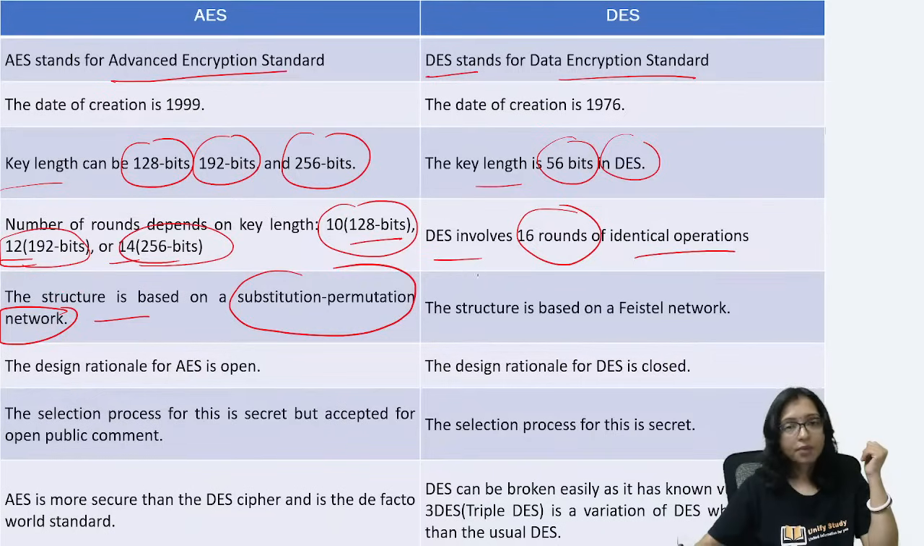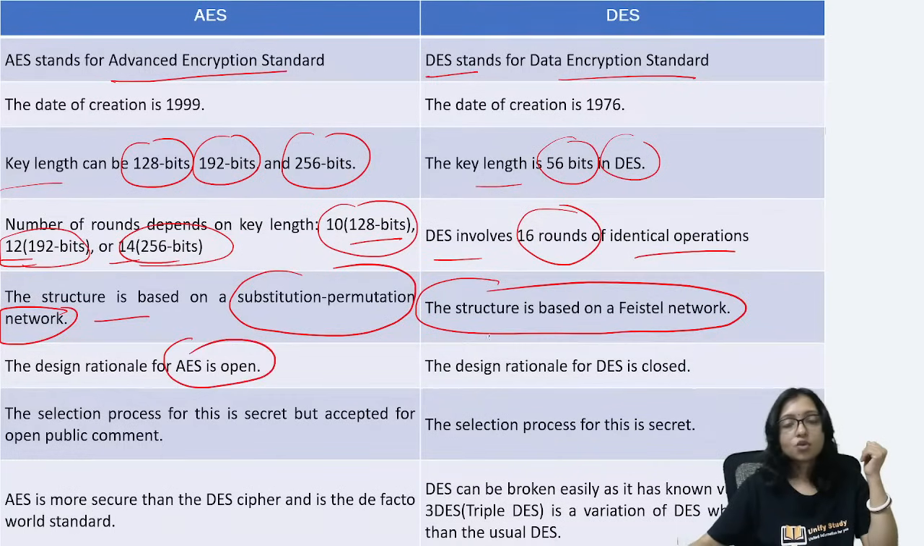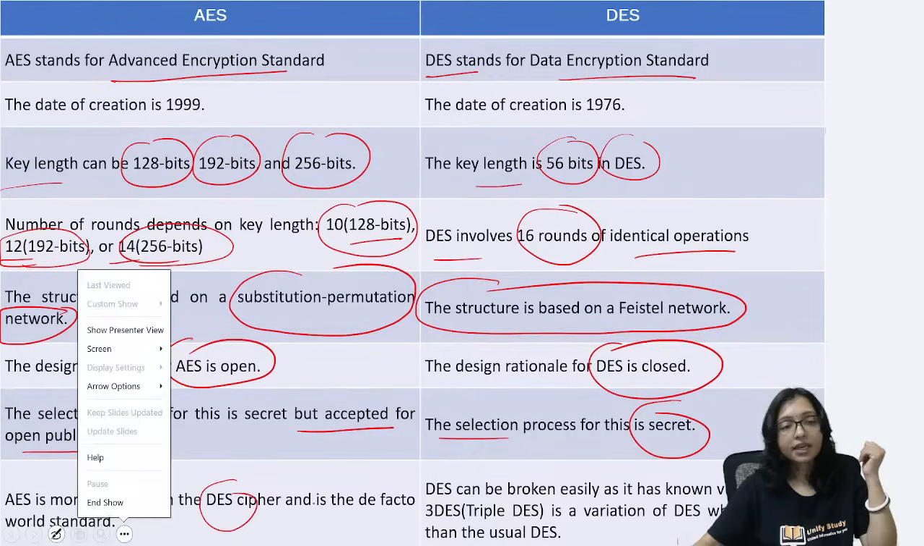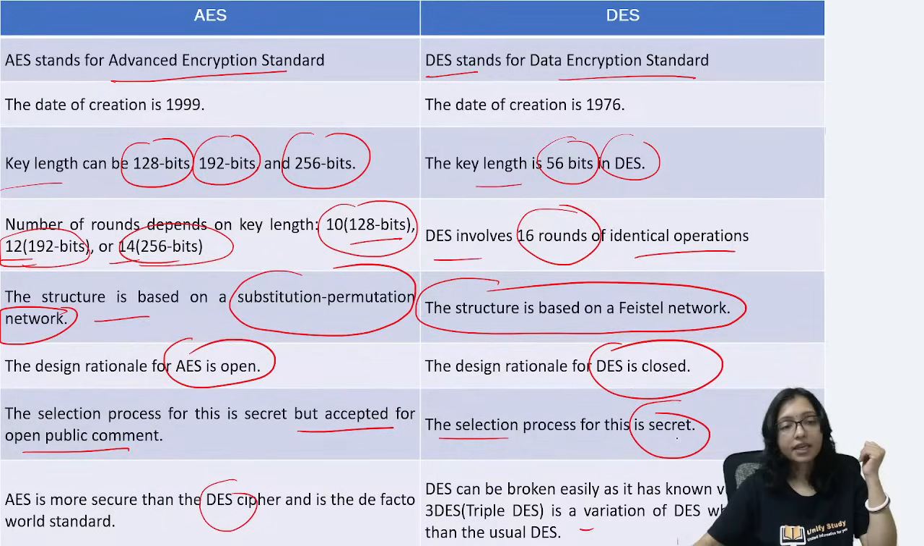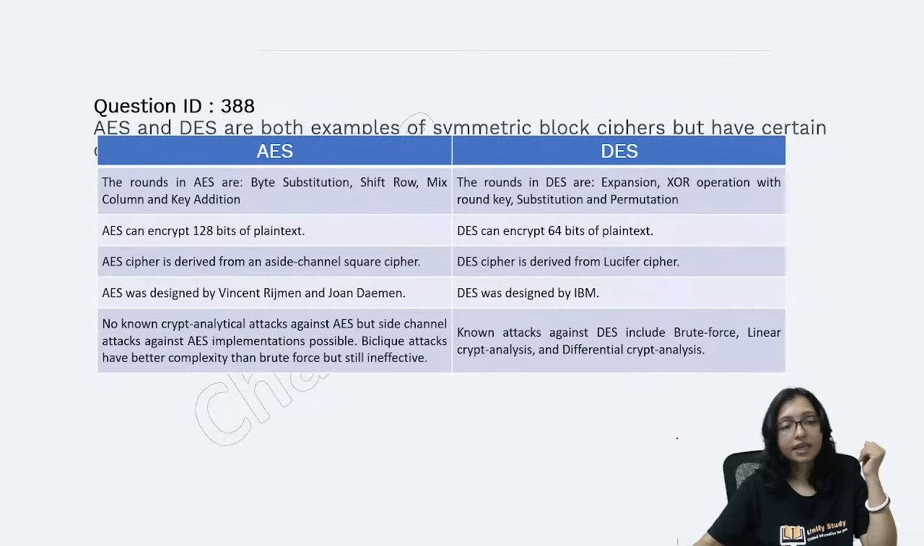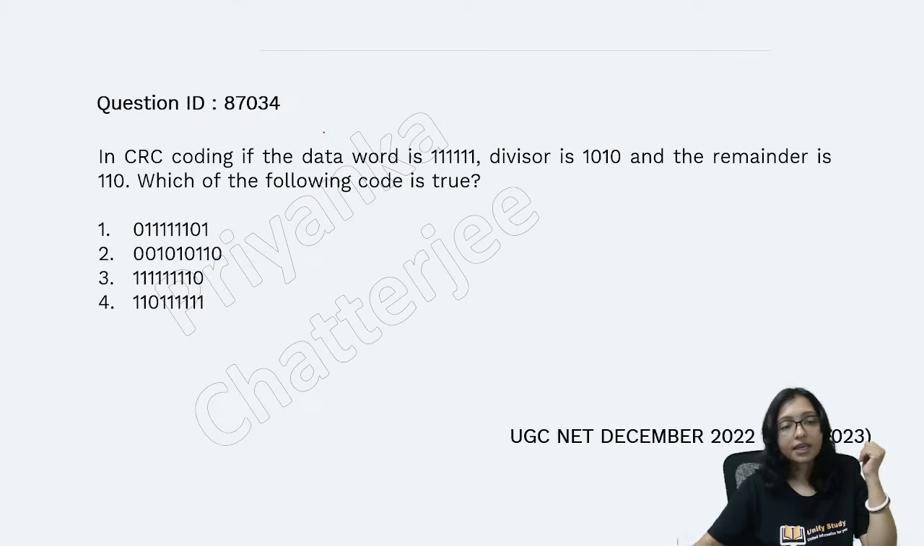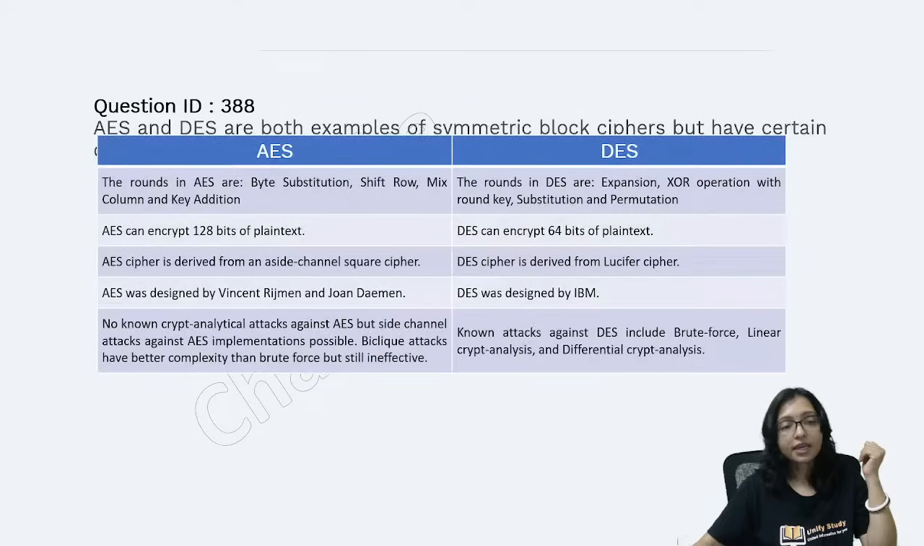Substitution permutation network, and here the structure is this network. The design of AES is open, while DES is closed. Selection was accepted with public comment in AES, while selection is secret in DES. AES, DES, and 3DES, this is what they stand for. After that, here is the difference. You can see I already discussed the difference with you. So this is the end.